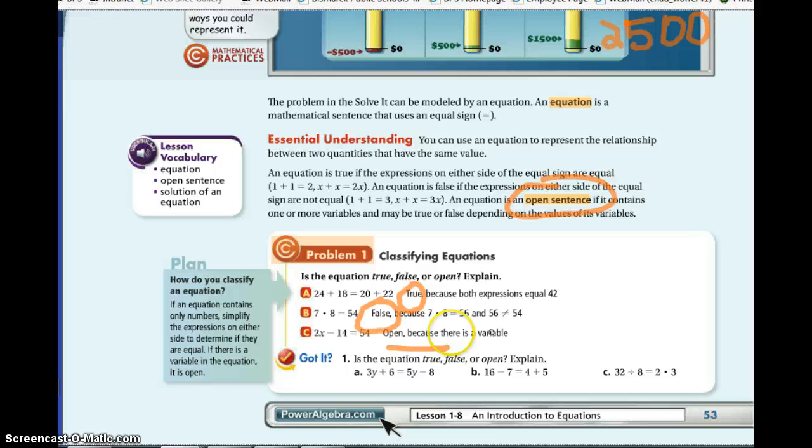So in number 1, I can classify these as true, false, or open. Part A, I can specifically state that that is an open sentence because I don't know whether it's true, I don't know whether it's false. Part B is 16 minus 7, which is 9. 9 is equal to 4 plus 5, which is 9, so part B is true. And then part C, 32 divided by 8 is 4. 2 times 3 is 6, so part C is false. So this one was false. This one was true. And this one was open.